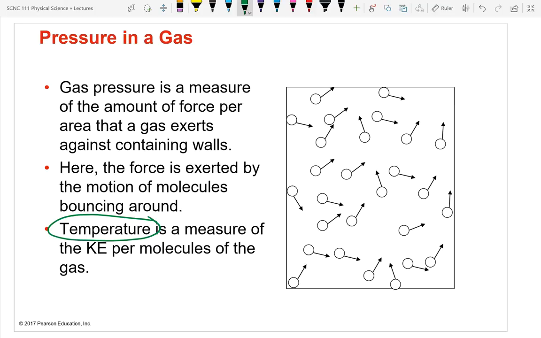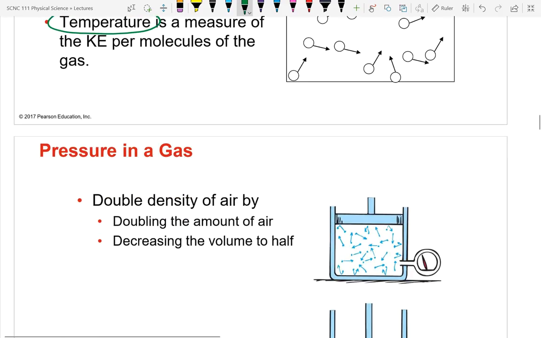So when something is a higher temperature, if it's hotter, that means the molecules are moving faster. And so you absorb more energy when those molecules bounce off of you. And hence you feel a difference. So temperature has to do with the average kinetic energy of the molecules.